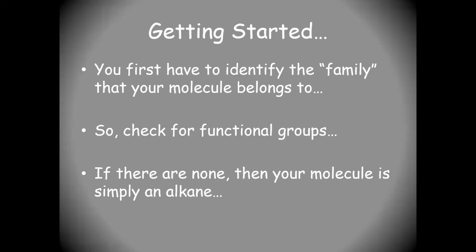You first have to identify the family that your molecule belongs to. Is it an alkane? Is it an alkene? Is it an alcohol? So check for functional group. If there are none, then your molecule is simply an alkane. So what is the concept? Whenever you are starting your job of naming, you first have to look for a functional group. If there is no functional group, it means it is an alkane.